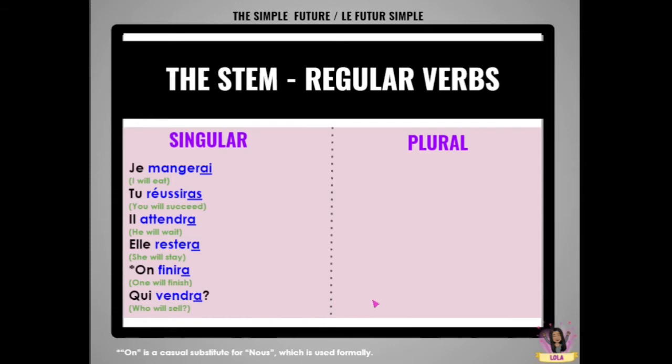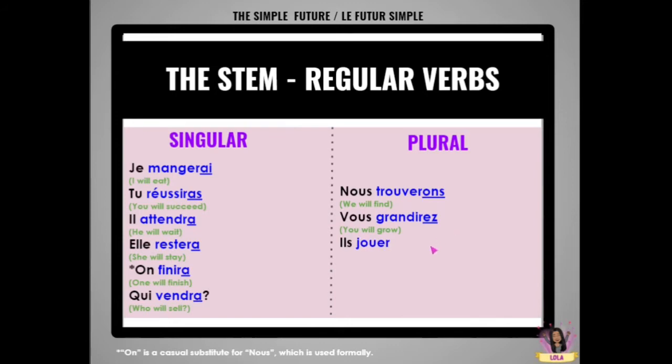Going on to the plural side, we're going to see nous, and I've used the verb trouver. Again, it's an ER verb, so you keep it as it is, and we add the ending, and the ending for nous is ons. So it becomes nous trouverons, we will find. The next one is vous grandir. This is another regular verb. It's an IR verb, so we're going to leave it as is. And we're going to put the ending, which is ez. So vous grandirez, you will grow.